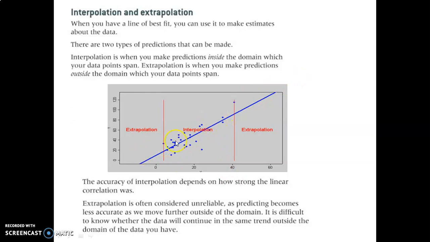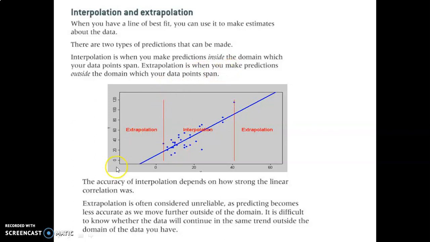Once you have a line of best fit, it's important to consider something called interpolation and extrapolation. So there are two types of predictions you can make. Once you have a line of best fit, you can use it to predict data. Interpolation is when you make predictions inside the domain for which your data points lie. So notice here it says interpolation. Here's the first data point, here's the last one. Interpolation is when you use your line equation to estimate values within the data set.